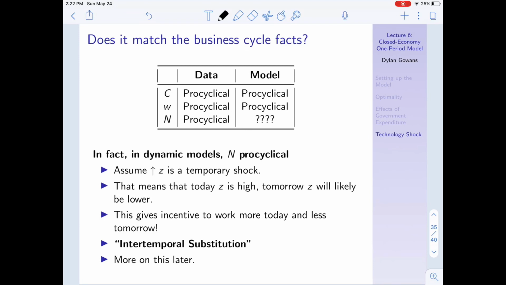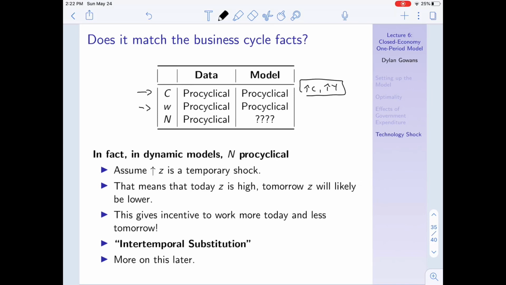So in the data, consumption is pro-cyclical. And in the model, consumption is pro-cyclical, right? So if Z is what's driving these business cycles, when Z goes up, consumption goes up, and when Z goes down, consumption goes down. And so an increase in C is associated with an increase in Y, and therefore it's pro-cyclical. We saw in the model when Z goes up, both C and Y go up, and therefore C is pro-cyclical.